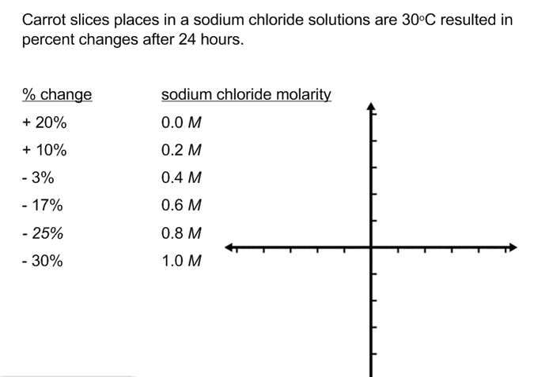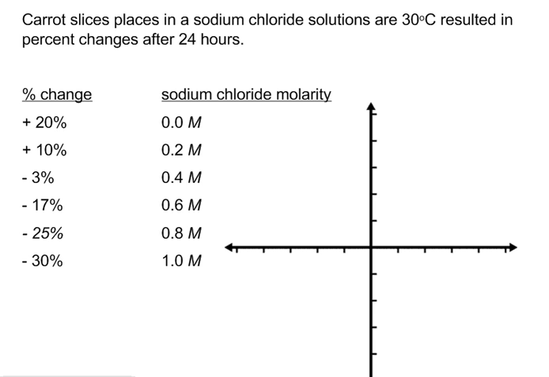All right, this is an example lab question or lab calculation for your potato lab, your lab number 3, which had the different concentration of sucrose with your potato. So here I have an example, a very similar lab. Carrot slices are placed in a sodium chloride solution, and there's one, two, three, four, five, 6 different solutions for this example.